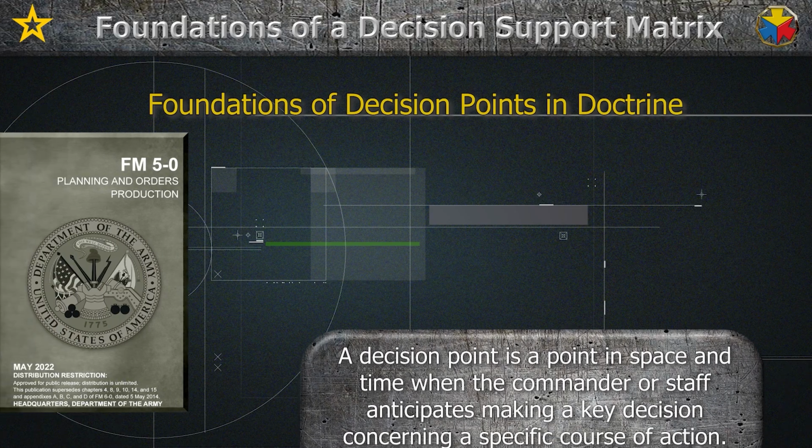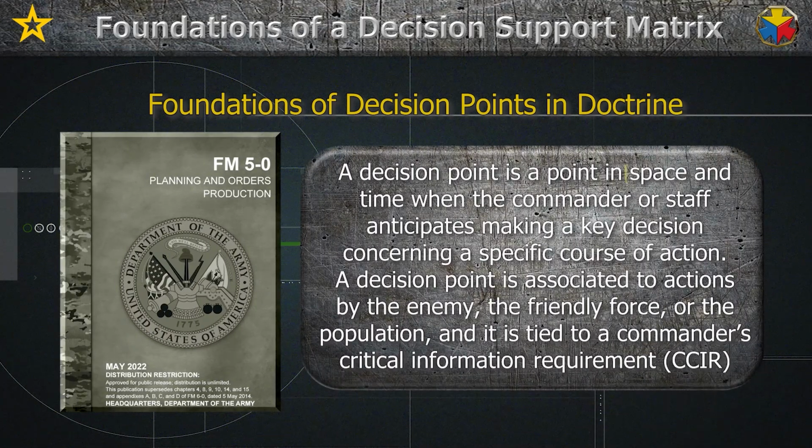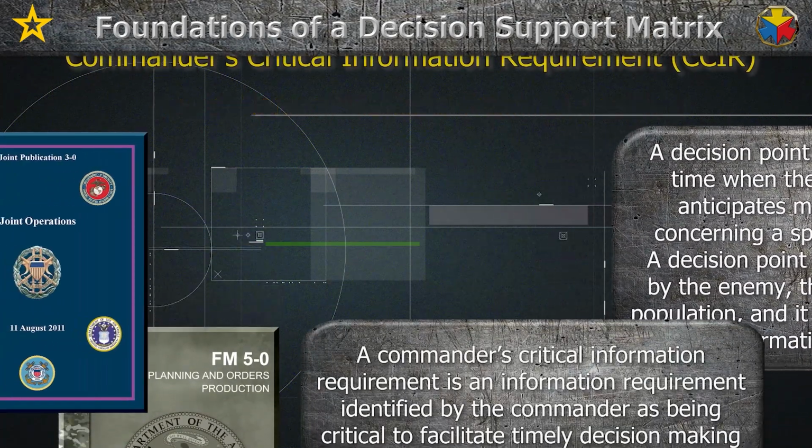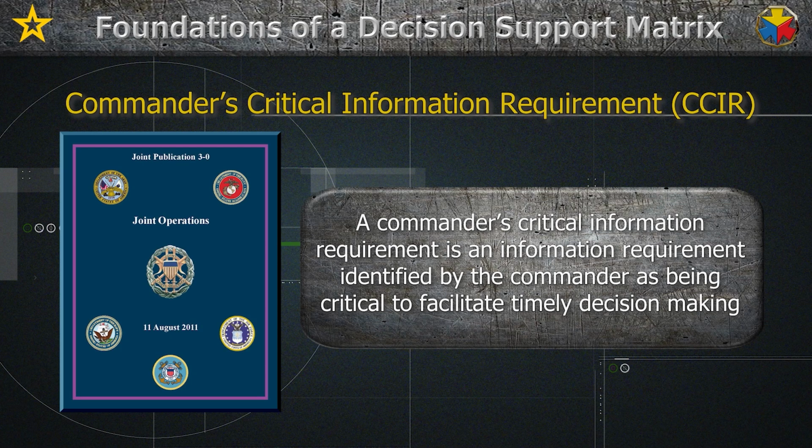According to Field Manual 5-0, a decision point is a point in space and time when the commander or staff anticipates making a key decision concerning a specific course of action. A decision point is associated to actions by the enemy, the friendly force, or the population, and is tied to a commander's critical information requirement, or CCIR. As defined in Joint Publication 3-0, a commander's critical information requirement is an information requirement identified by the commander as being critical to facilitate timely decision-making.